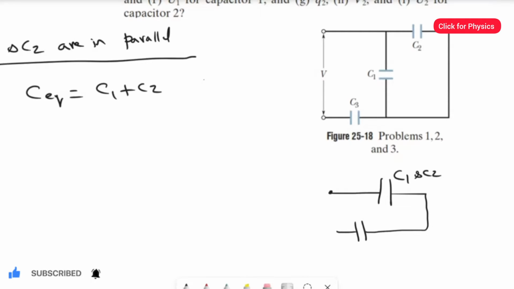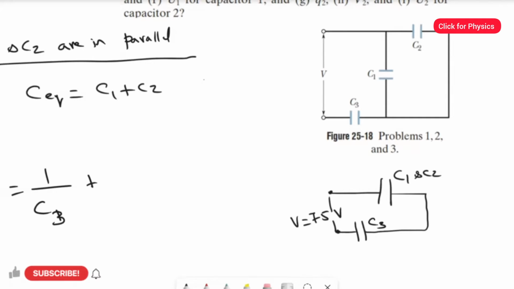Now between these 2 points, how much voltage are we going to apply? We are going to apply V equal to 75 volts. So the parallel equivalent of C1 and C2 is in series with C3. Better we consider all 3 capacitors together and go for the direct answer. So C equivalent for all 3 is equal to 1 over C3 plus 1 over the value we just clubbed together, C1 plus C2.